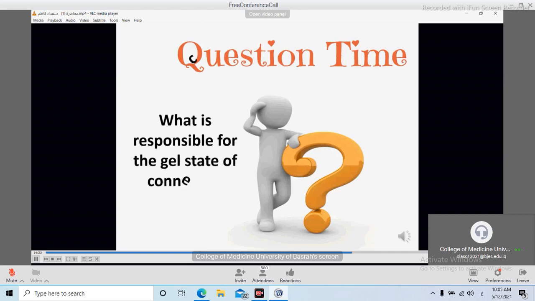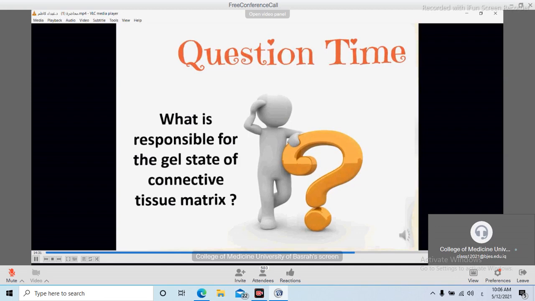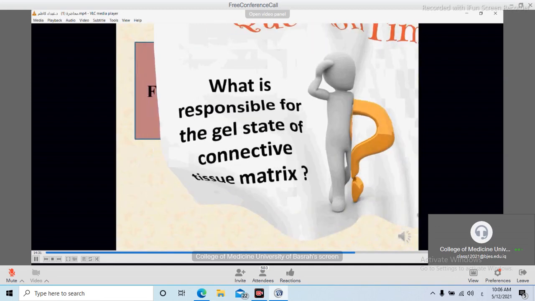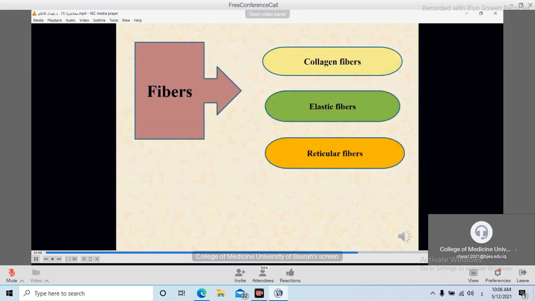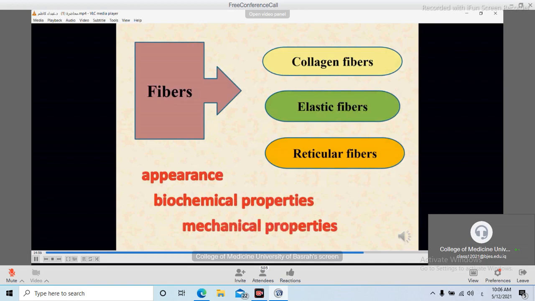What is responsible for the gel state of connective tissue matrix? This question is for you. Connective tissue fibers are formed by proteins that polymerize into elongated structures. There are three types of fibers. These are collagen fibers, elastic fibers, and reticular fibers. These are distinguished by their appearance, biochemical and mechanical properties. These fibers are distributed in variable proportion among different types of connective tissue.